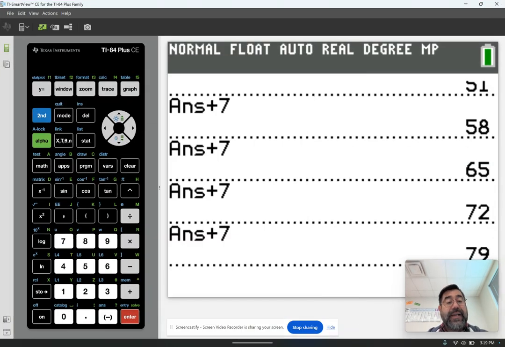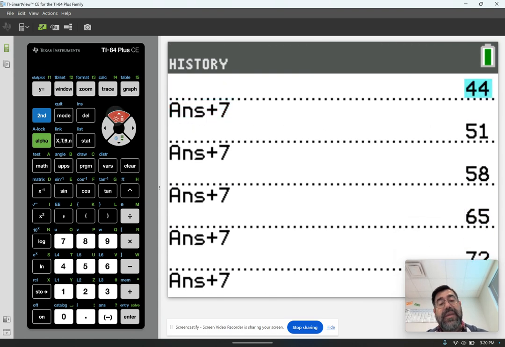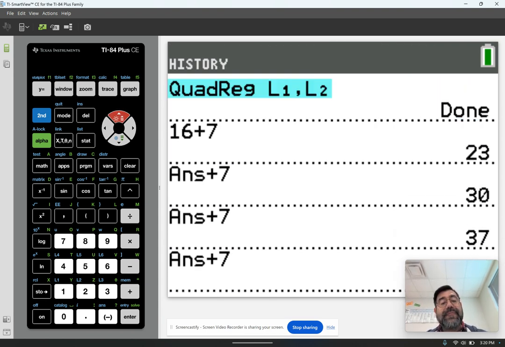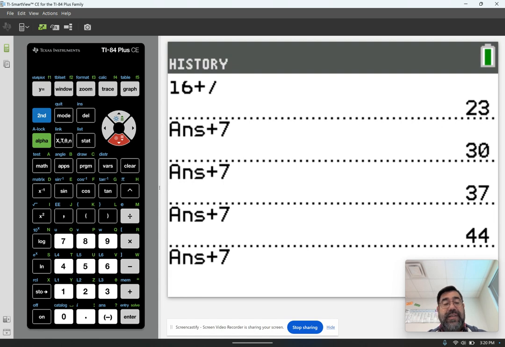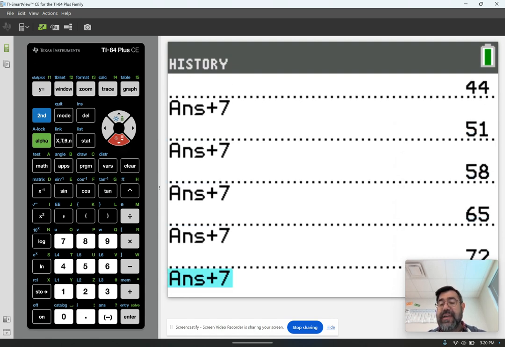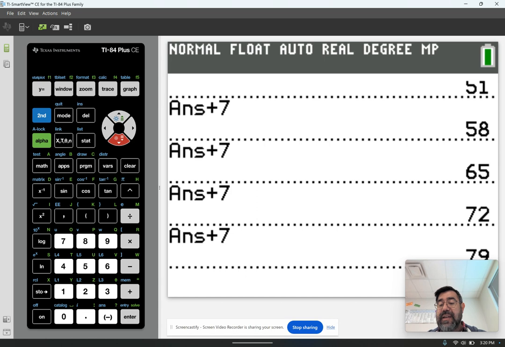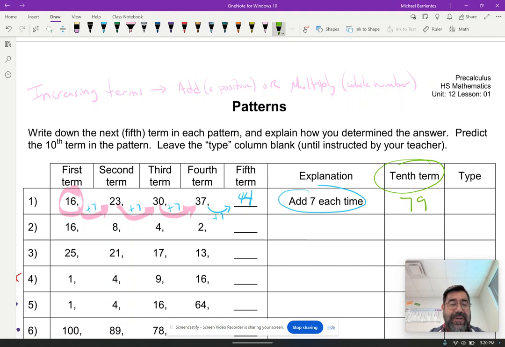And if I go back in time, remember we started with 16. This was the second. This was the third, fourth, fifth, sixth, seventh, eighth, ninth, and 10th. You can't see it, but there it is, 79. That's how we did that. Pretty straightforward. We're just looking for patterns.